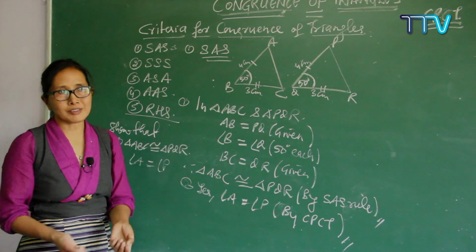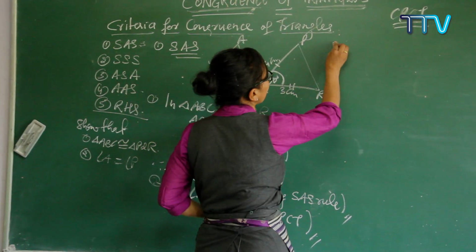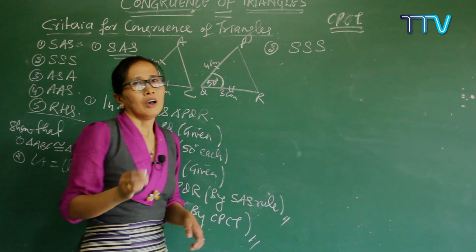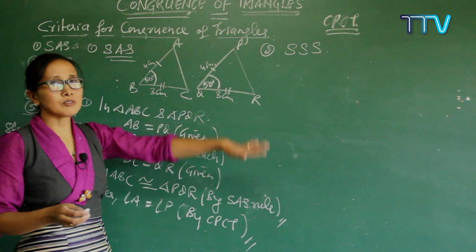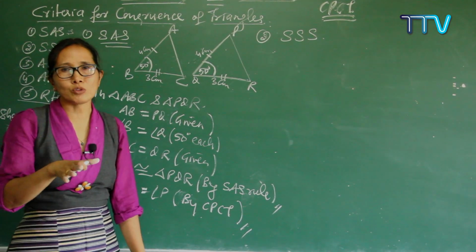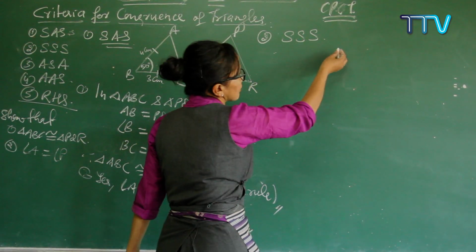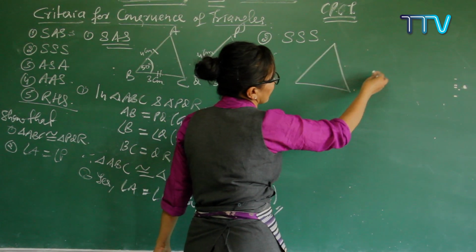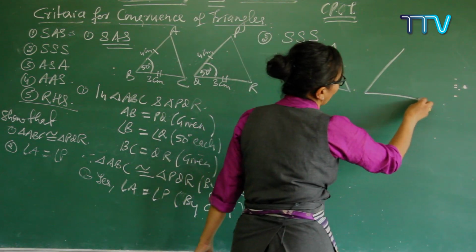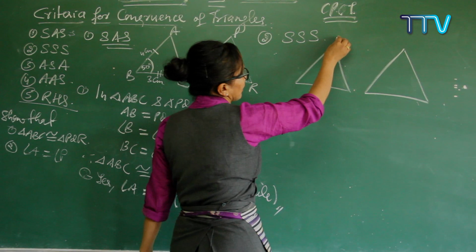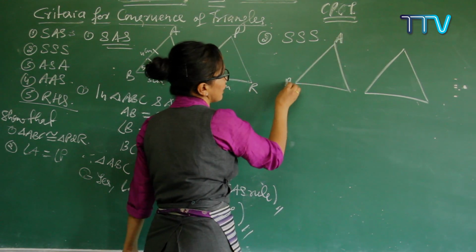Let me move towards the second rule, SSS. SSS means that out of six parts, three sides are equal to each other. Let me draw the diagram here, first this one and the second one. See here, I write A, B, and C.